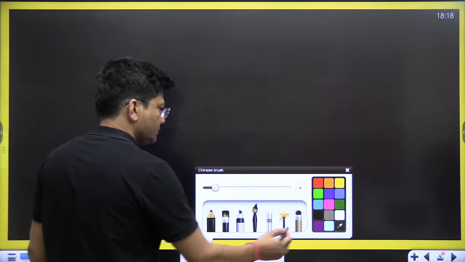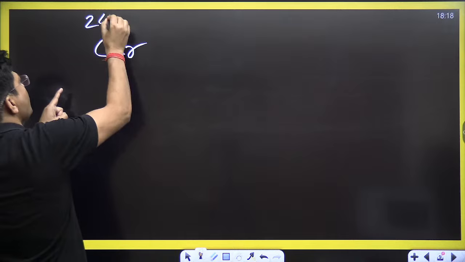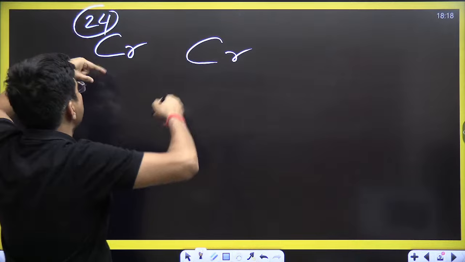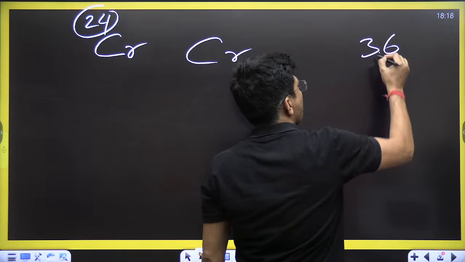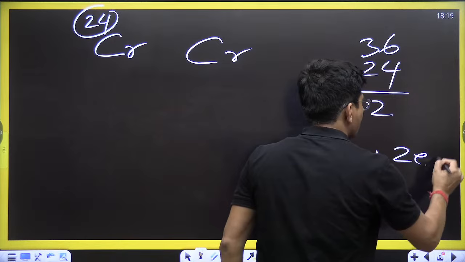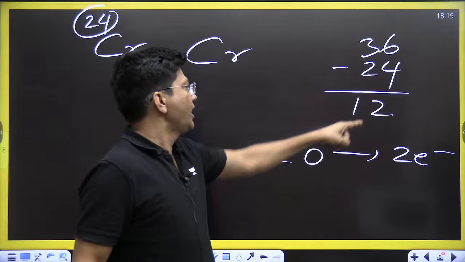Now see kids, everyone see. I have written chromium, atomic number 24. Chromium was having 24 of its own. Now how many should it need to make 36? So 36 minus 24, how much will it come, kids? 12. Means one CO is having 2 electrons. So how many CO are required to make it 36? Means 12, kids.